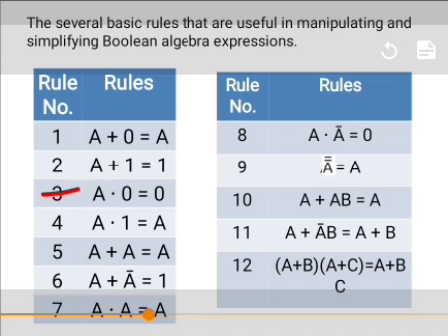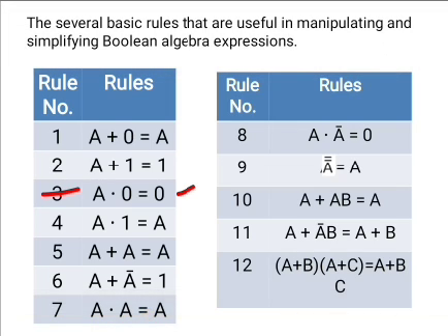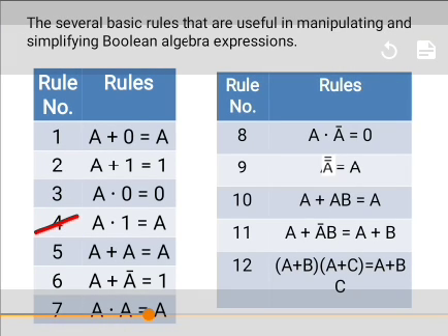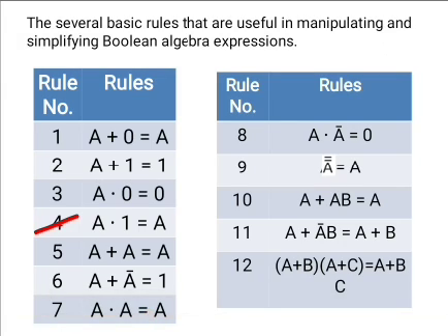Next one, A into 0 equals 0. When A equals 1, the output is 0, and when A equals 0, the output is 0. That means A into 0 equals 0. Next, fourth one, A into 1 equals A. In this, when A equals 1, the output is 1, and when A equals 0, the output is 0. That means A into 1 equals A.